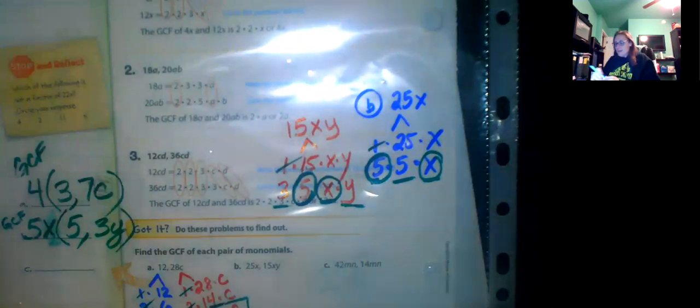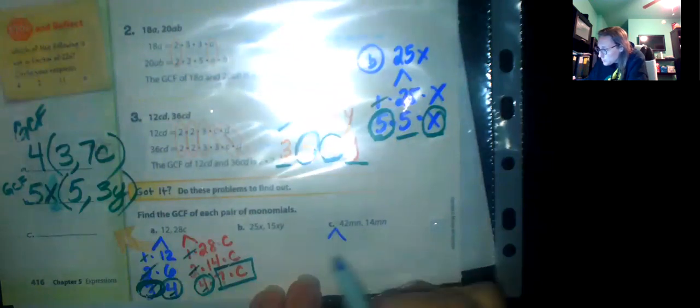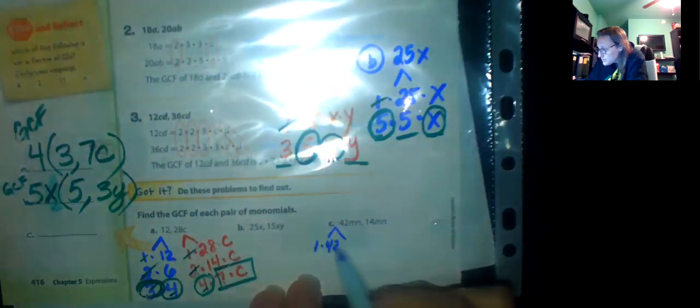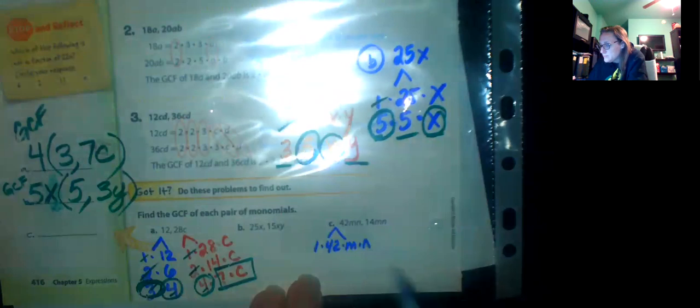Okay, let's look at the next one. So 42. So 1 times 42 times m times n. 2 times 21 times m times n. If you don't know your math facts and you don't have your multiplication chart on you, you can also play with your calculator.